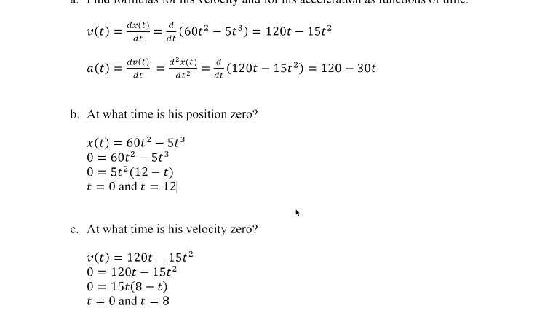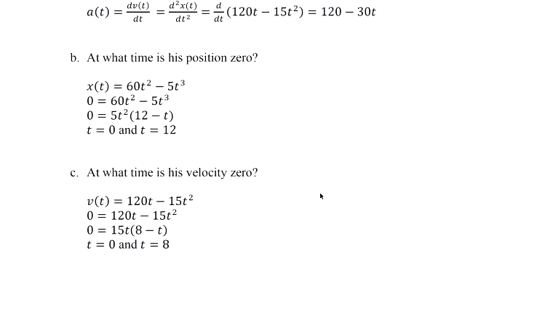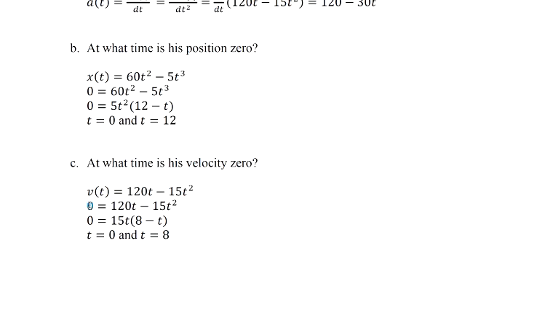At what time is his velocity 0? So we have this equation for velocity. Set it equal to 0. And then we could solve for time. So at time equals 0 and 8, his velocity is 0.